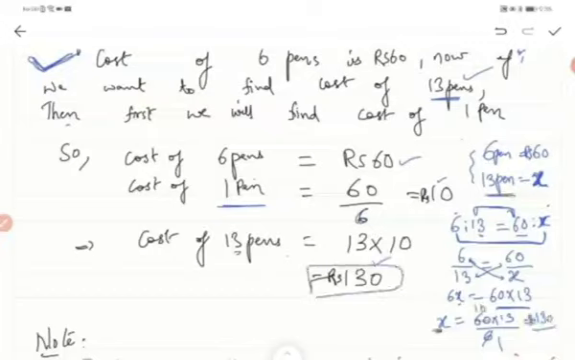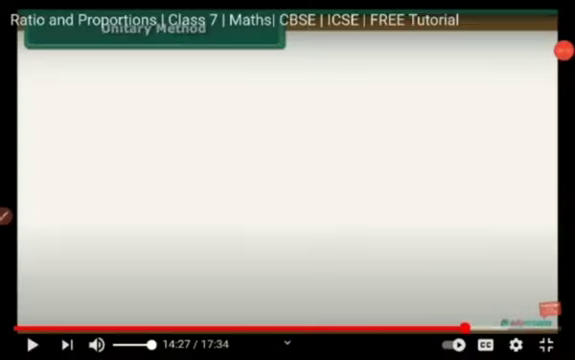Let me show you some more examples of the unitary method. Let me play one or two more examples explained in this video.